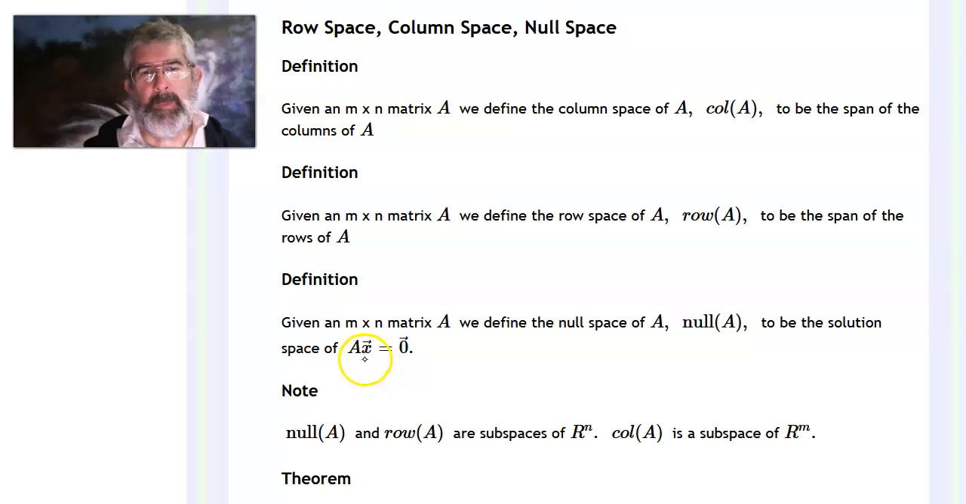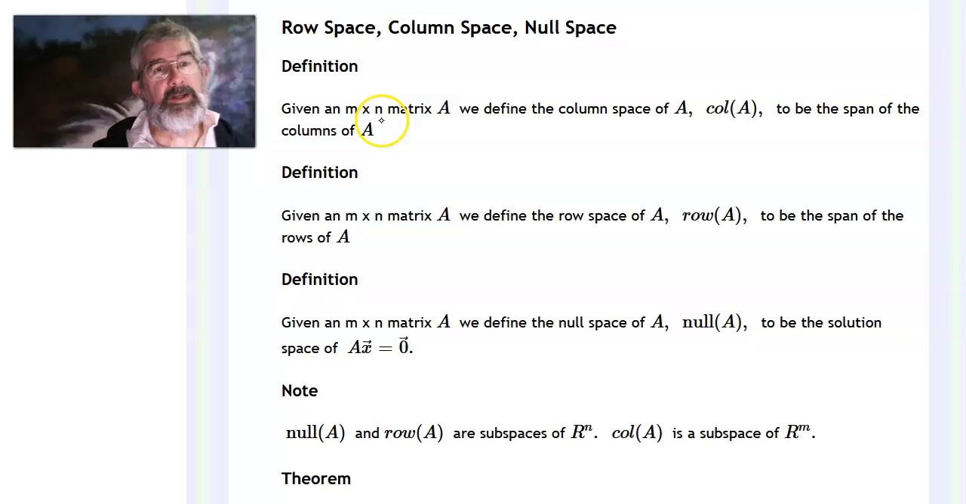Some things to notice here. I claim that the null space and the row space are subspaces of Rn, and the column space is a subspace of Rm. So first of all, the matrix is M by N, so M rows and N columns. If it has M rows, that means every one of the column vectors has M entries in it. So the column vectors are elements of Rm. If I take linear combinations of things in Rm, I get a subspace of Rm. That's the column space. The column space is a subspace of Rm.